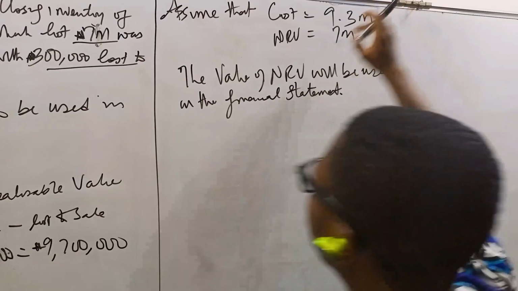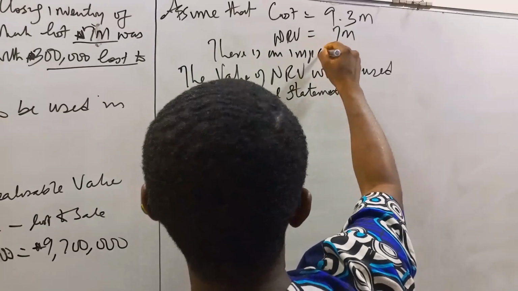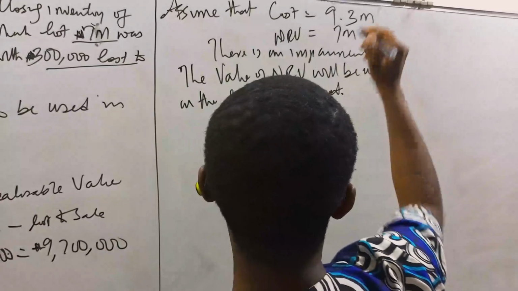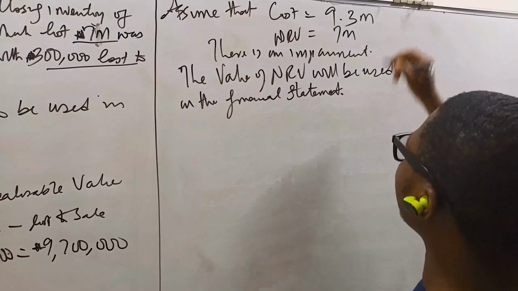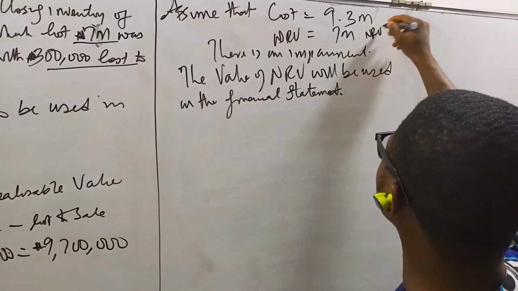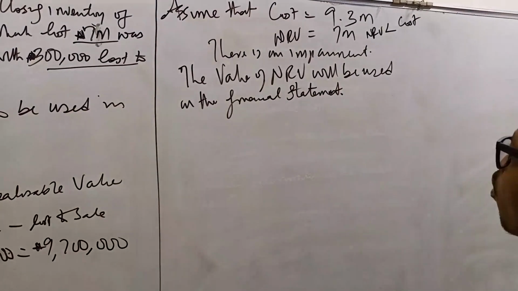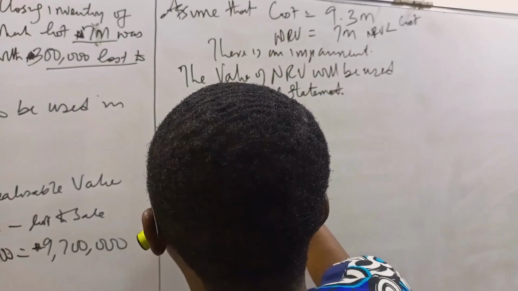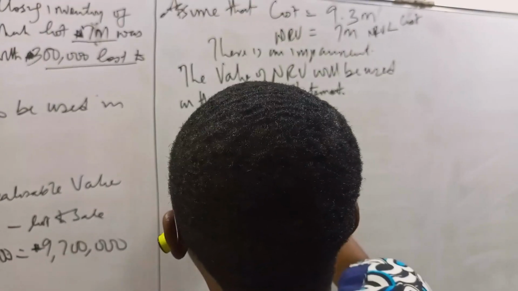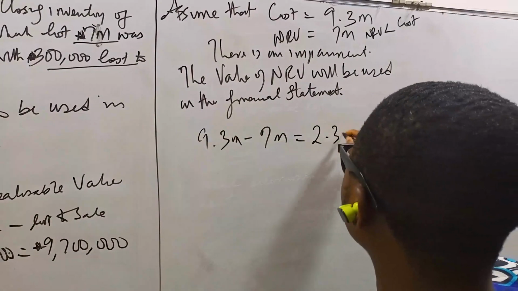This simply means that there is an impairment. How do we know that there is an impairment? There is an impairment because NRV is less than cost. And what's the formula for impairment here? The formula will be 9.3 million, which is the cost, minus 7 million naira. So my impairment here is 2.3 million naira.